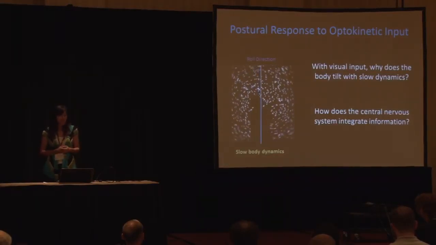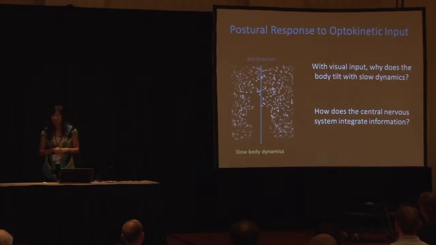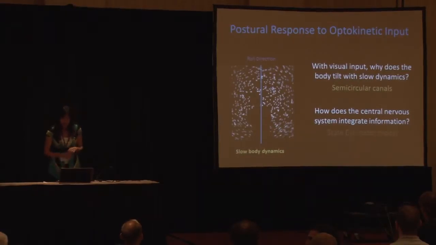With visual input, why does the body tilt with slow dynamics? And how does the central nervous system integrate the information? I'm going to try to answer now with the semicircular canals and the state estimator model. We'll go into that soon.